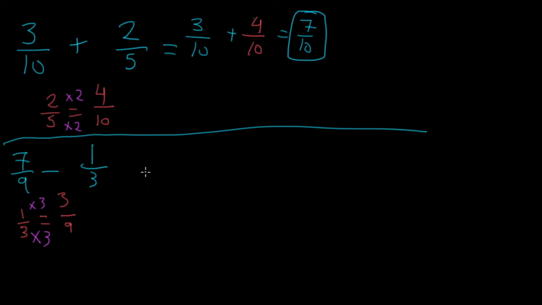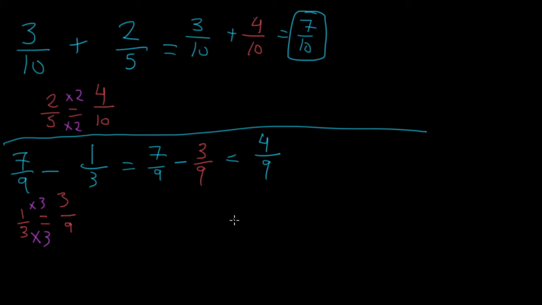So our new problem is going to be 7/9 minus 3/9. Okay, 1/3 becomes 3/9. And that equals 4/9. So again, we just subtract 7 minus 3 equals 4. And then your denominator stays the same.